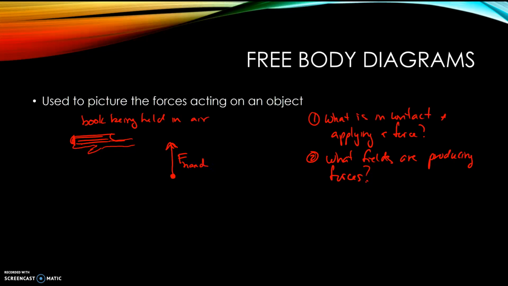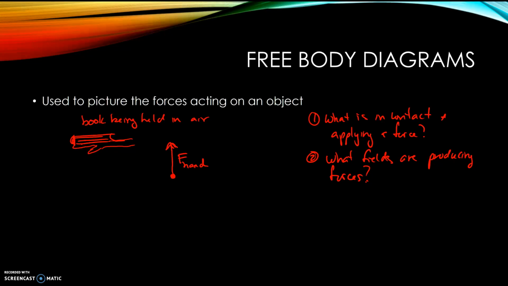Now, if that was all that existed, I mean, that's all I can see, right? And if I'm thinking of the forces on the book, it would just be the force of the hand. But if that was the case, then the book should be accelerating upwards, and it's not. It's just being held in the air. So there's got to be some other force acting on it. And so this is my second question: what fields are producing forces?